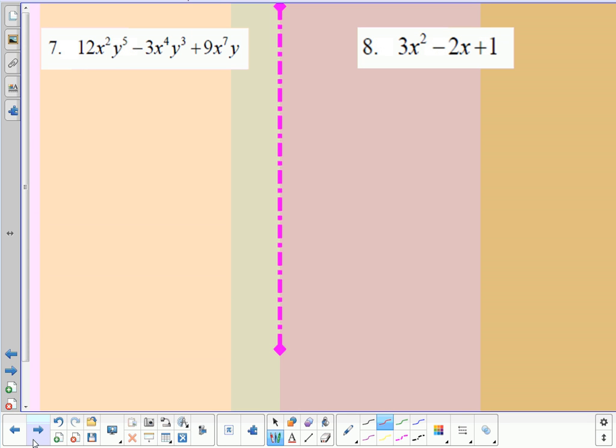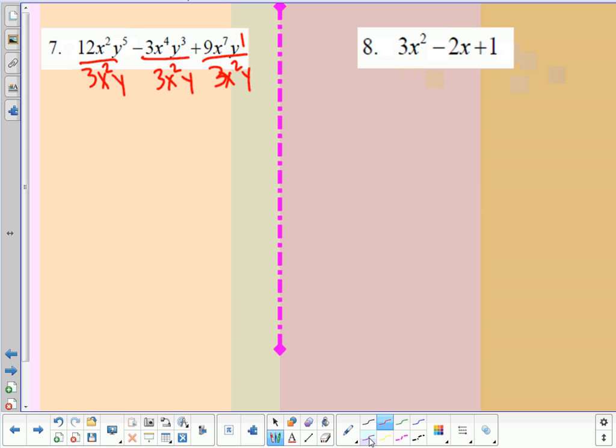Let's take a look at 7. 12x squared y to the 5th minus 3x to the 4th y to the 3rd plus 9x to the 7th times y. So if I look at 12, 3, and 9, I have a GCF of 3. If I look at the x's, I have 2 there, 4 there, and 7 there. So I can actually take out x squared this time. And then if I look at the y's, y to the 5th, y to the 3rd, and y to the 1st, I can only take out 1 y. 1 y is my greatest that I have in common between all of them.